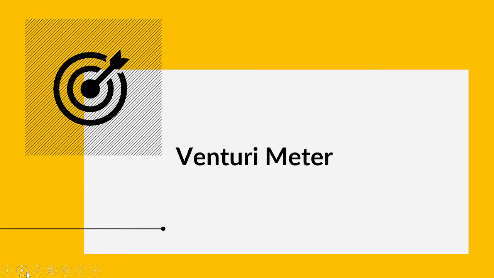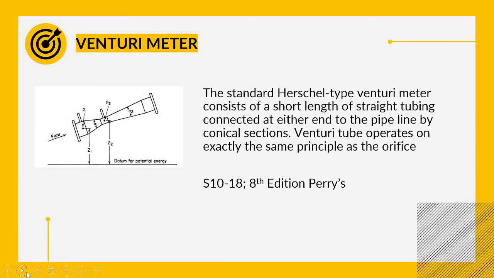The next type is the Venturi meter. This flow meter has the same mechanism as the orifice. However, discharge coefficients of Venturi are larger compared to orifice. The standard Herschel type Venturi meter consists of a short length of straight tubing connected at either end to the pipeline by conical sections. The Venturi tube operates on exactly the same principle as the orifice. You can read more about the Venturi meter in section 10-18 of the 8th edition of Perry's Handbook. This is what a Venturi meter looks like, as you can see in the diagram on the left side.